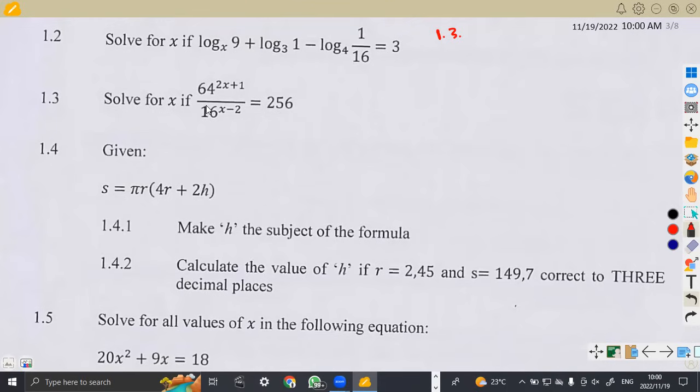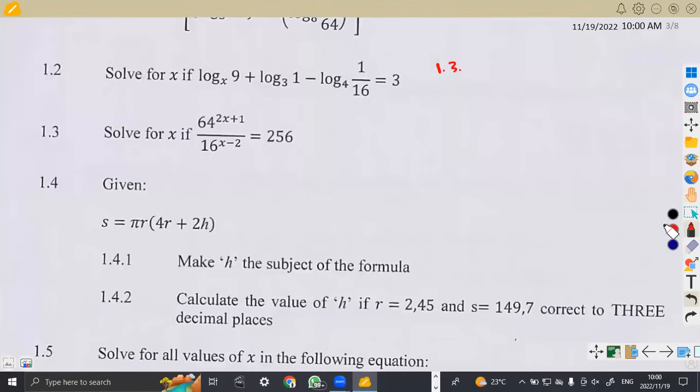64, we know that is 4 to the exponent of 3, not 4, guys. This is 4 to the exponent of 3, 64. So we've got 4 to the exponent of 3, like this, okay? But remember, there is already an exponent which was there, which is 2x plus 1. So it's going to be multiplied into 2x plus 1.